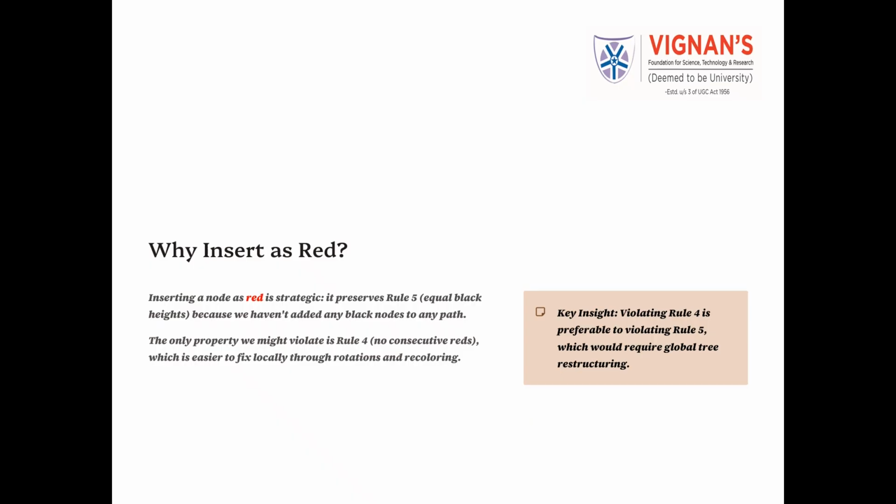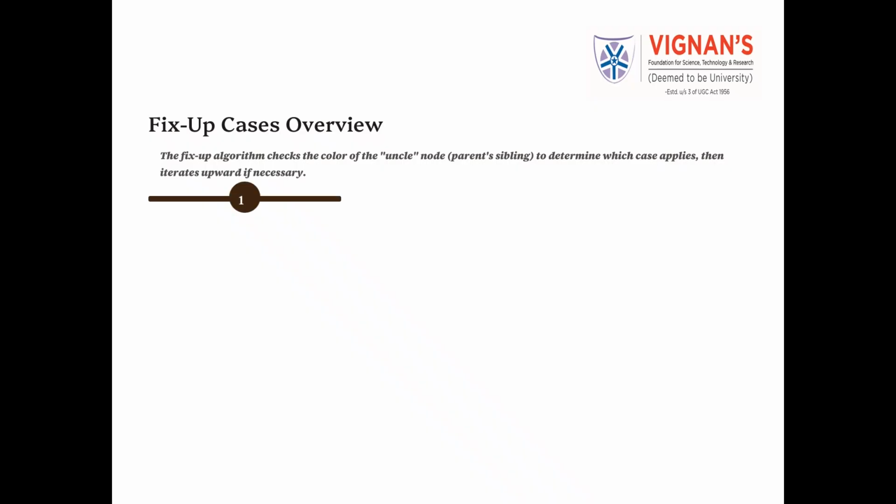restructuring. Fix-up cases overview. After insertion, the fix-up algorithm examines the color of the uncle node, which is the parent's sibling. Based on the uncle's color, one of three cases applies. Case 1. Uncle is red. If the uncle is red, we recolor the parent, uncle, and grandparent. This case is simple and efficient and does not require any rotations.